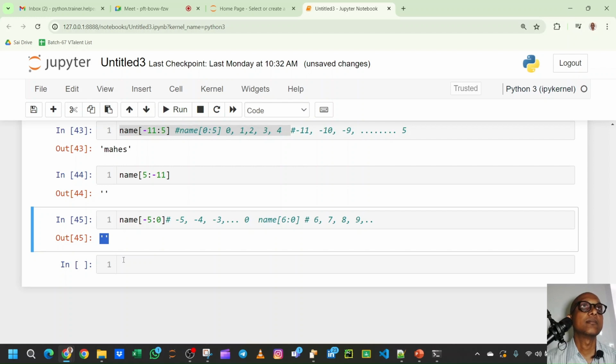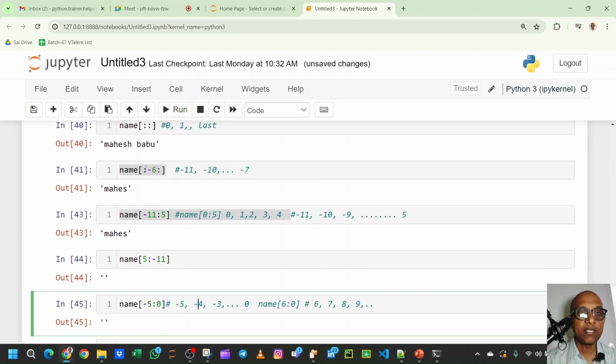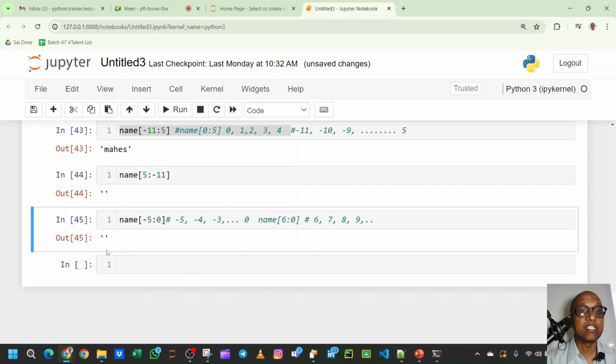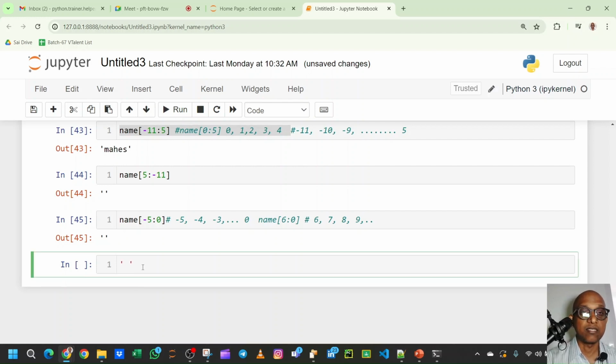Is it clear? Sir, yes, sir, but only space is coming now, sir. What about the remaining characters? No, this is not a space. This is not even a single space. It's like an empty string.